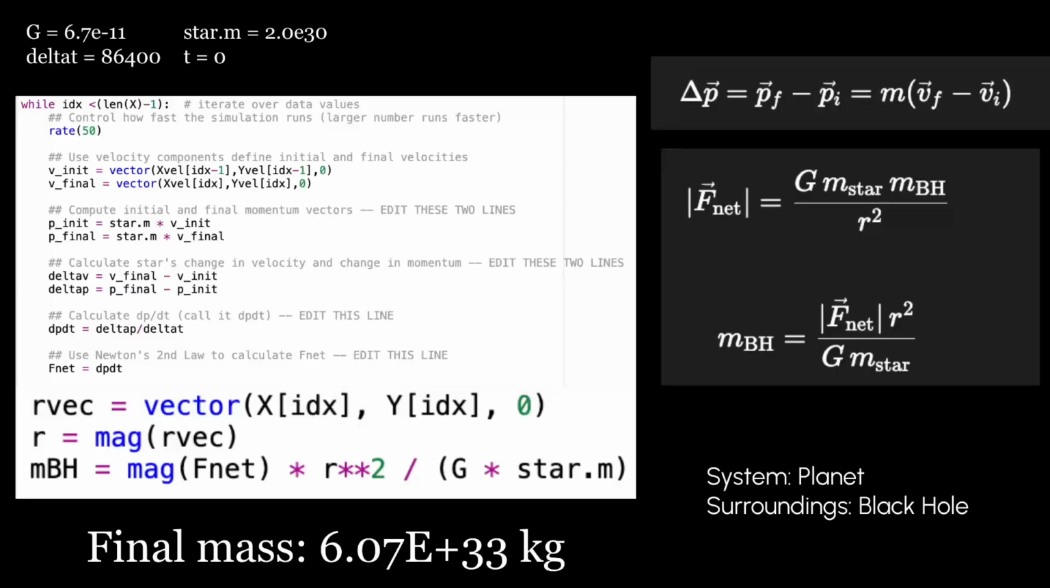You're going to do it iteratively so that you can average it out, and at the end we got the final mass, which you can see, 6.07 e to the 33 kilograms. In this problem, the system was the planet and the surroundings were the black hole.